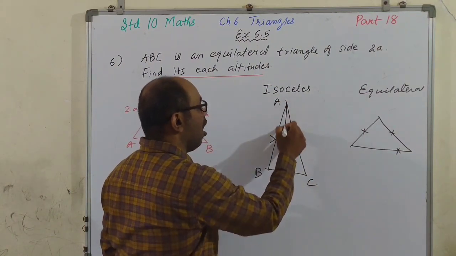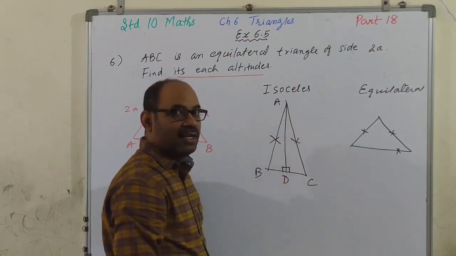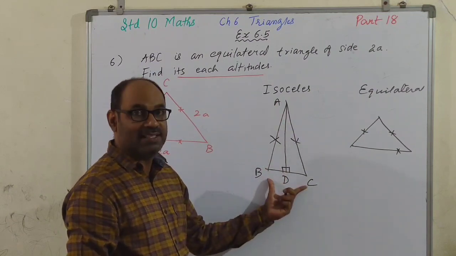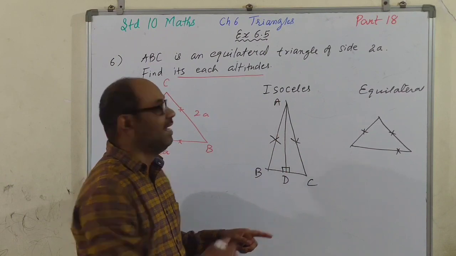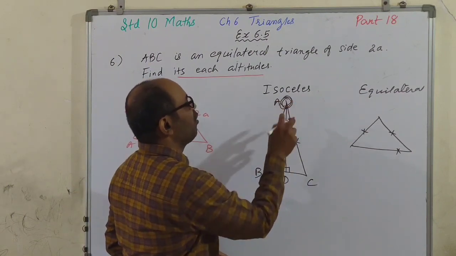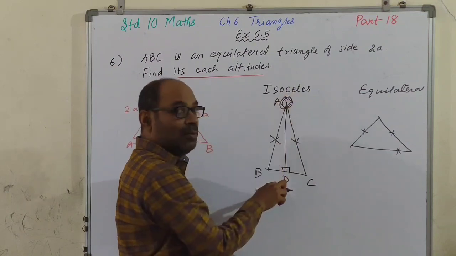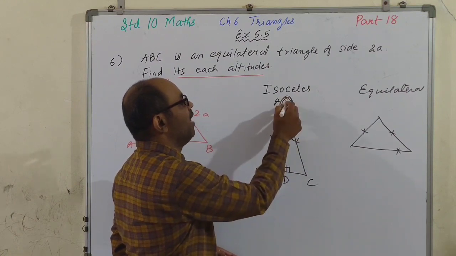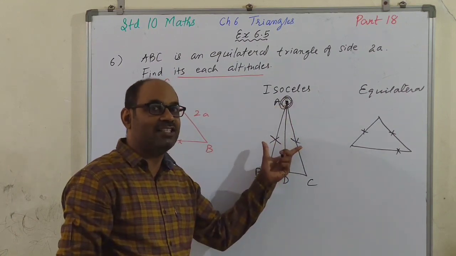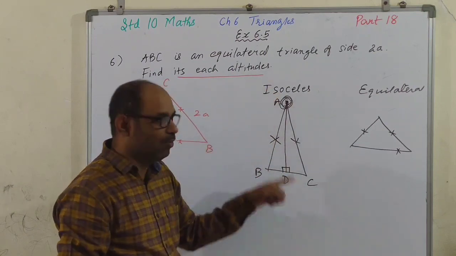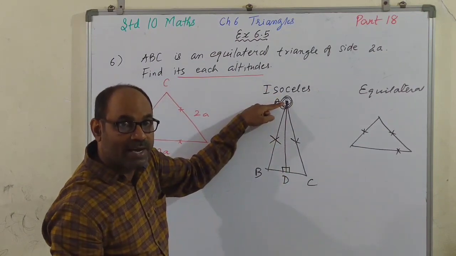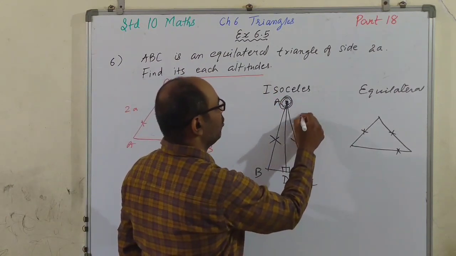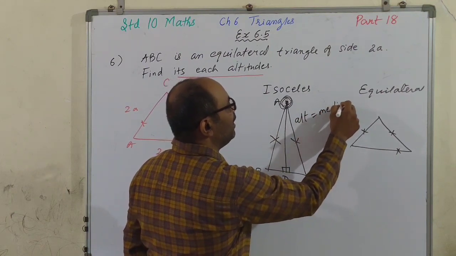If I draw altitude AD, then that is median also. AD is altitude, so AD is perpendicular to BC, but AD is also median because the point from where the altitude is dropped is common endpoint of the 2 congruent sides, 2 equal sides. AB and AC are equal. A is the common endpoint. दोनों का common endpoint A है. वहां से जो draw किया altitude है, that is also median. So here altitude is equal to median.